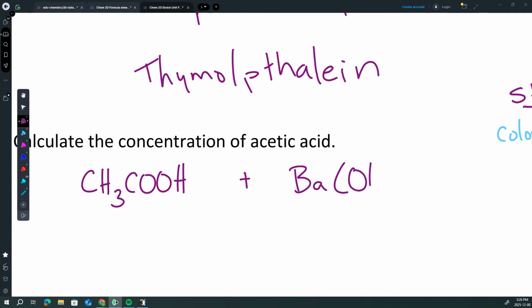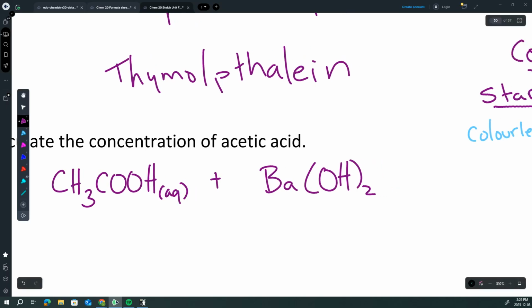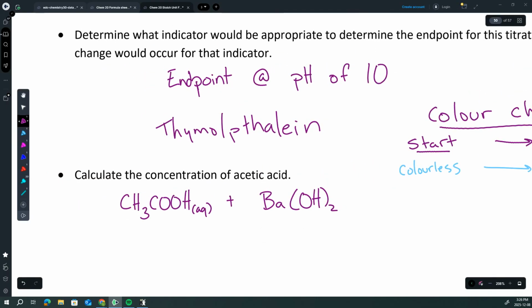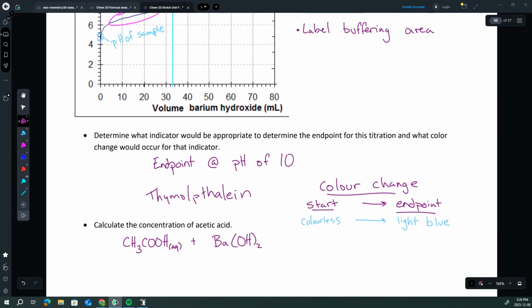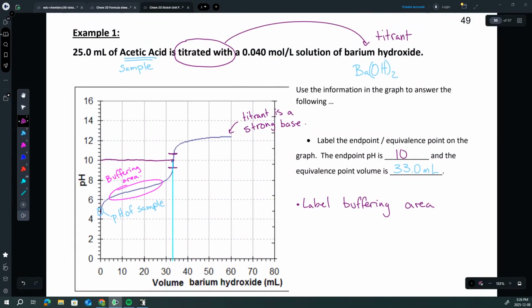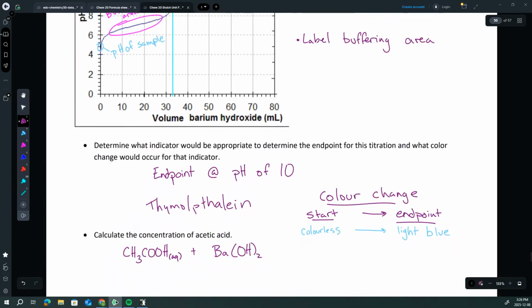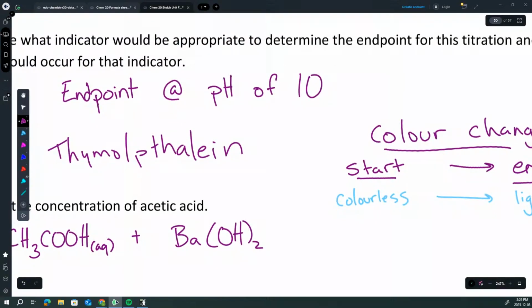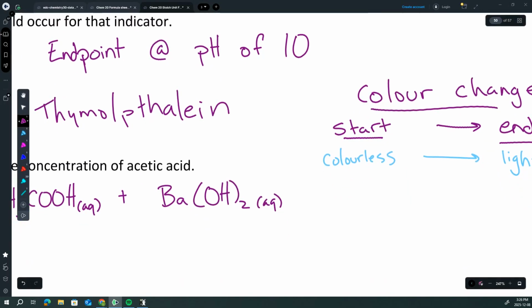So barium hydroxide, and acids are always aqueous. With barium hydroxide, you might look it up in your solubility table, and it'll be solid or insoluble in water. However, with titrations, they are done with solutions. So in this case, we are going to assume it is a solution. Why? Because the question tells us that, because a titration is occurring in this question.